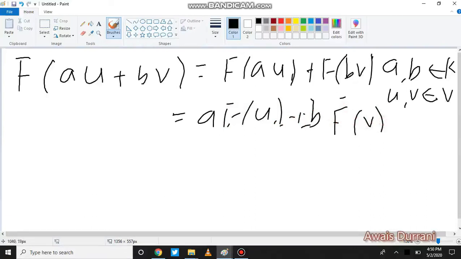So when both the properties are applied, the whole definition of two conditions has merged into a single condition, and sometimes authors define a linear transformation like this: a linear transformation f is a mapping which satisfies this single condition. So this is how we can redefine the linear transformation. And more generally, if we generalize this definition, let's come to the formal definition, then I will explain this.